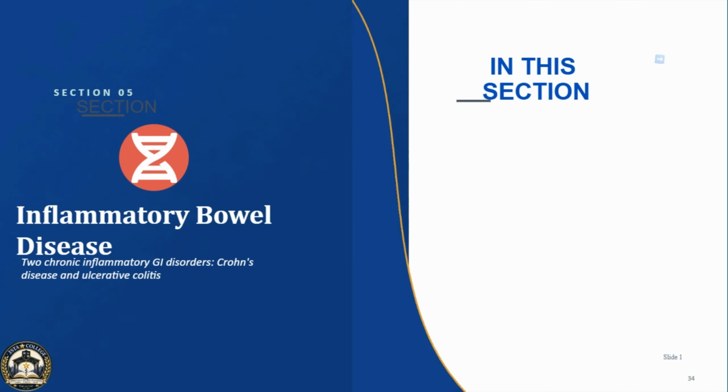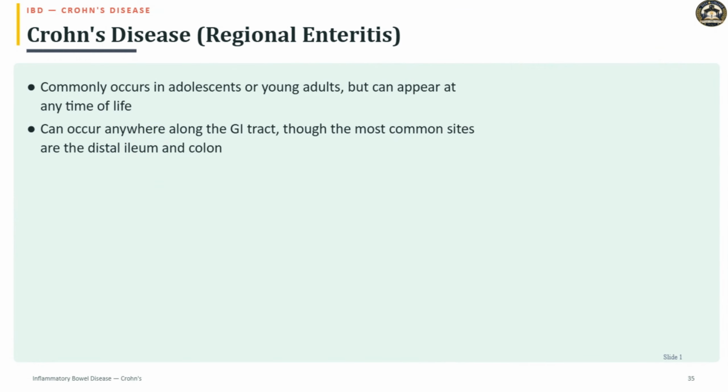We now move to Section 05, which focuses on inflammatory bowel disease, a term encompassing two chronic inflammatory gastrointestinal disorders, Crohn's disease and ulcerative colitis. Crohn's disease, also known as regional enteritis, is a form of inflammatory bowel disease. It commonly manifests in adolescents or young adults but can appear at any stage of life.